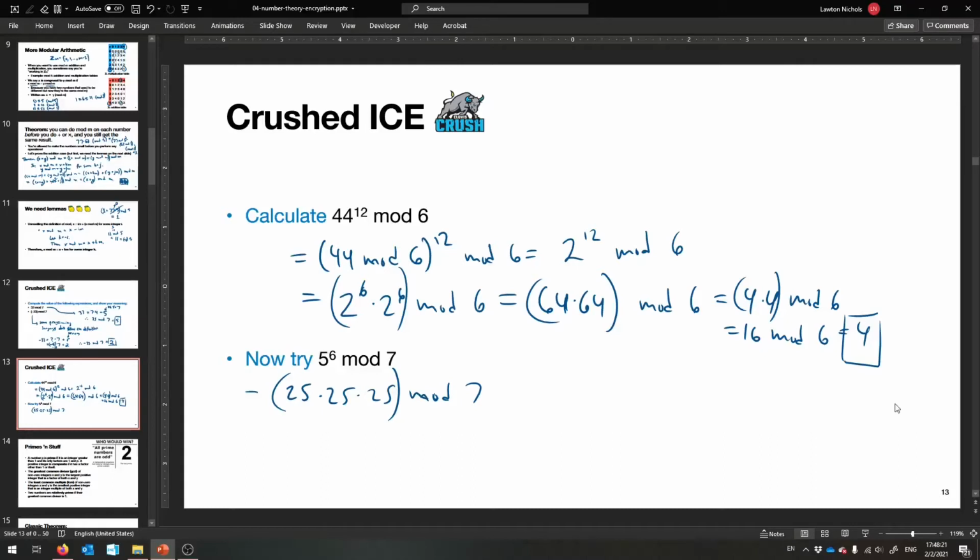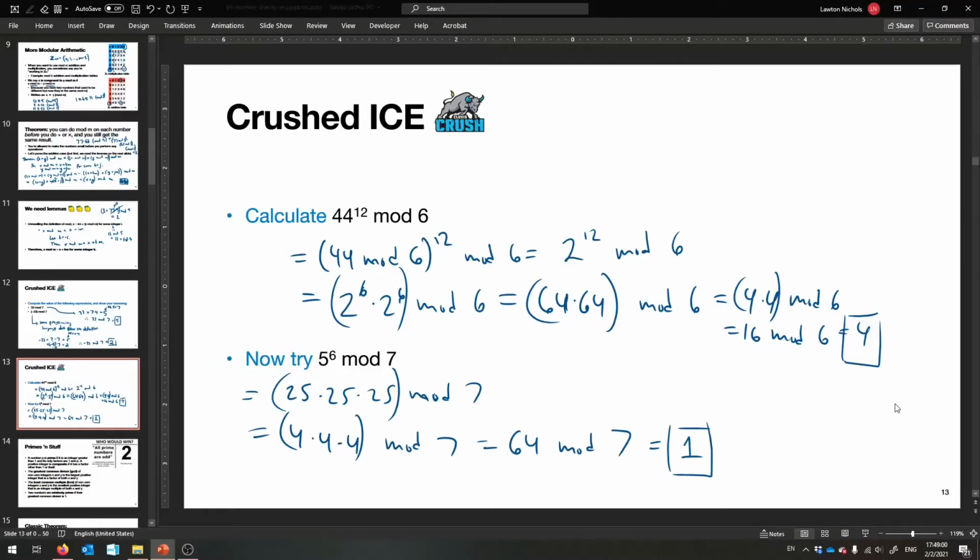Okay, let's break down the 25 because we mod 7 that. 7, 14, 21, so that's 4 left over. 4 times 4 times 4 mod 7. And what do you know? 4, 16, 64, isn't it? 64 mod 7, which is quite close to 70, but not yet there. You can get to 63, and then there's 1 left over, right? So it's 1. Okay, you see how we didn't need a calculator for that?